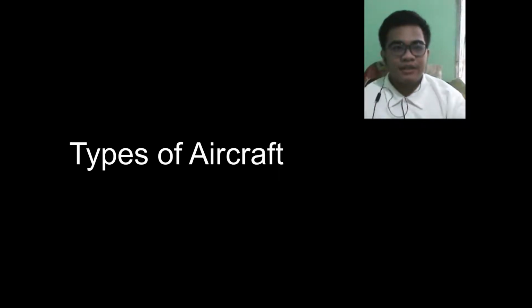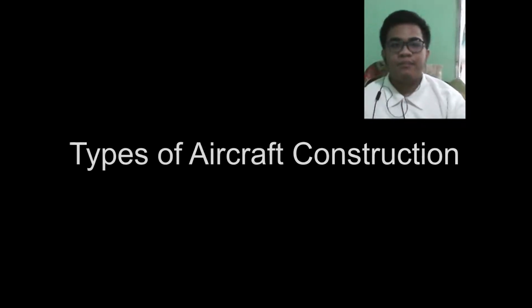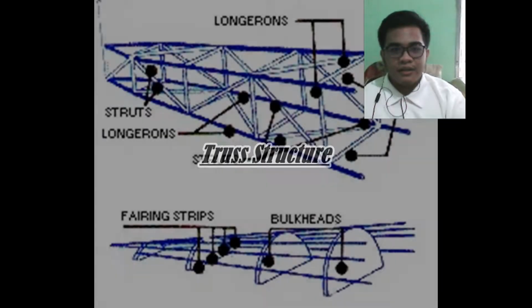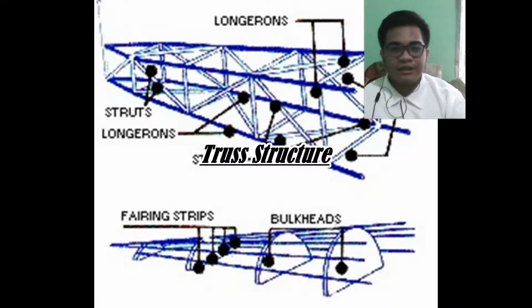Now we shall delve into the types of aircraft construction. Aircraft construction has evolved throughout time, from truss structures to monocoque structures and semi-monocoque structures. We first start with the truss structure. It lacks a streamlined shape, which can increase drag and reduce aerodynamic ability.